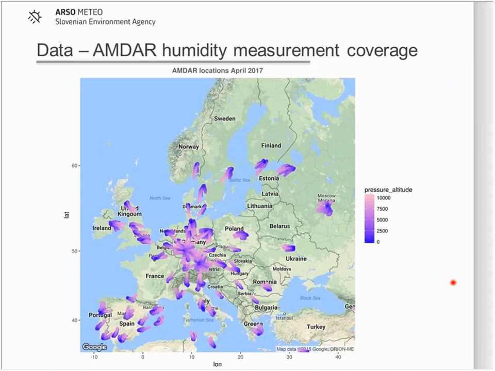I did the study for the whole year 2017, and you can see the tracks of the aircraft from which we have the profiles. So we don't have the data from when they reach their flight level. We just have the data when they start approaching the airport or when they ascend. Okay, so this is the coverage, and probably this year this image would look quite a bit different, but luckily in 2017 there was a lot of data to compare.